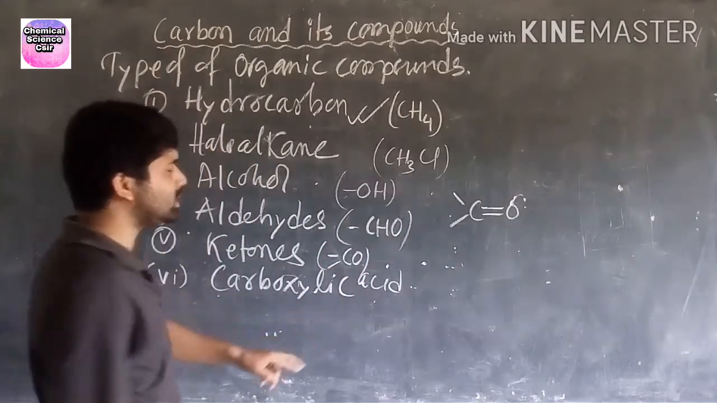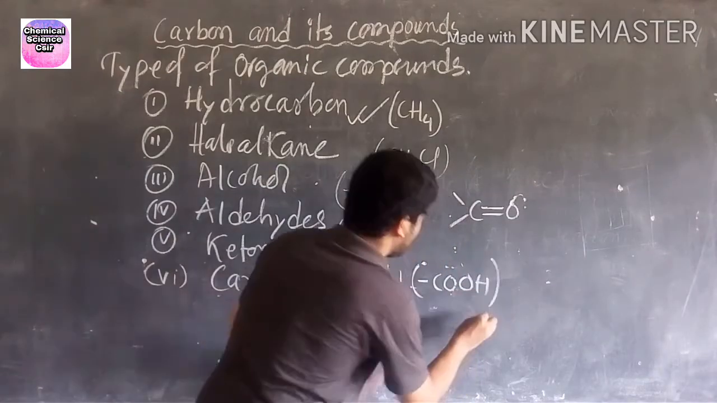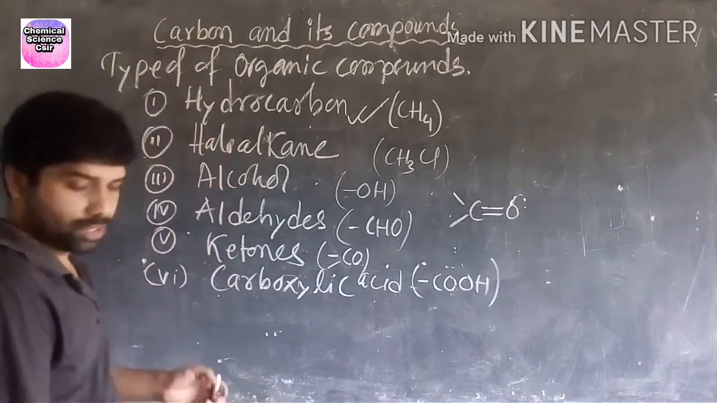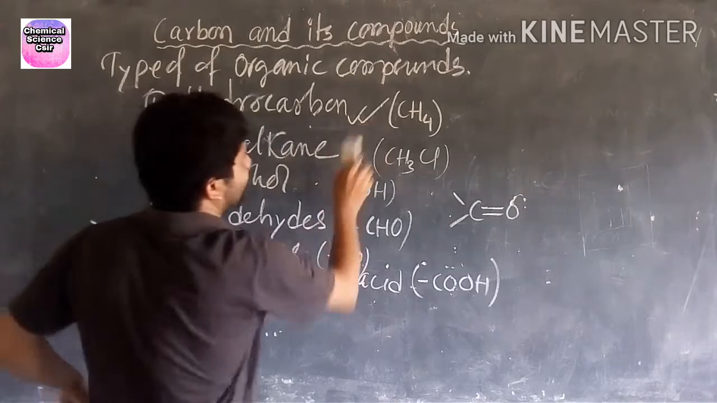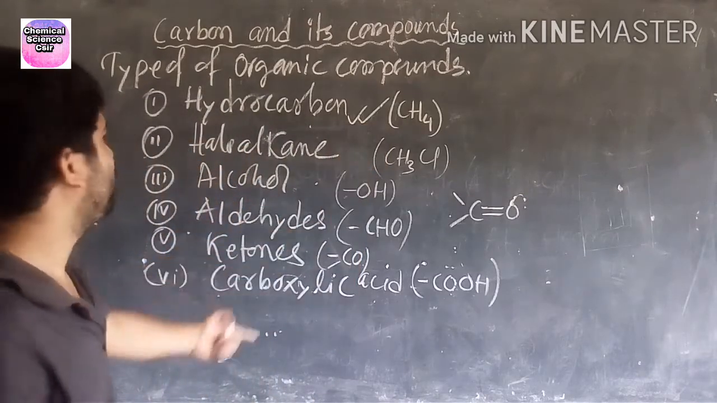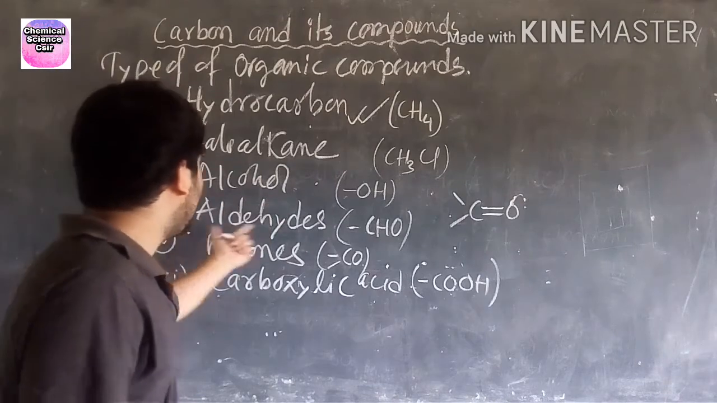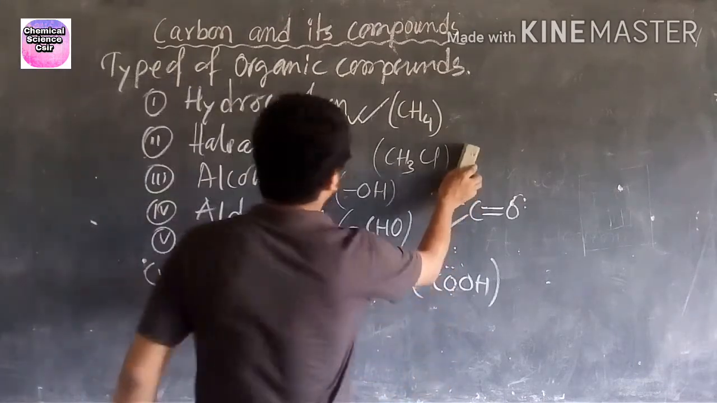And carboxylic acid, COOH. This one is also COOH. This one is carboxylic acids. So let me discuss only the hydrocarbon part first. Hydrocarbon first. After that, haloalkanes, alcohols, aldehydes, ketones, carboxylic acid.